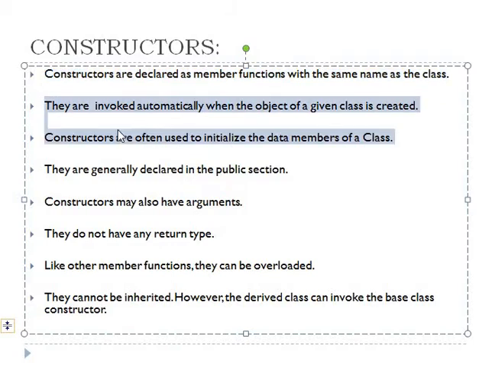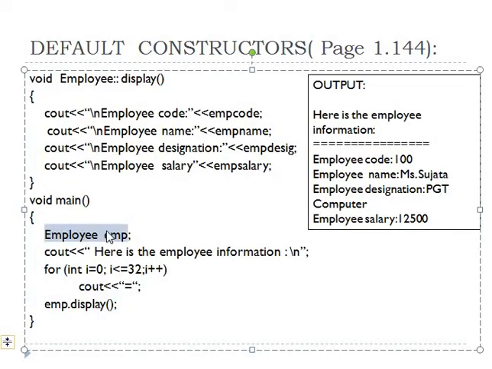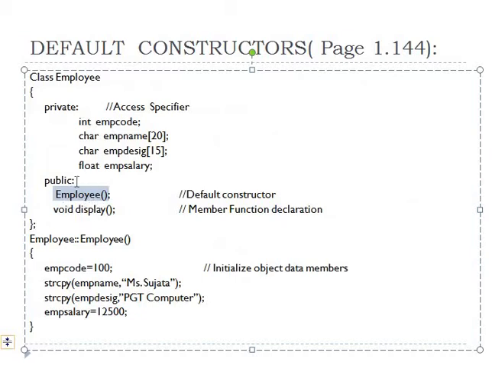Now read the second and the third point. The second point says they are invoked automatically when the object of a given class is created. That means the constructors are called automatically when the object of the class is created. Now if you look at this sample program, as soon as you create an object identified by the name EMP out of the class named employee, automatically this constructor shall be called or invoked, and then this constructor shall initialize the data members of the class.